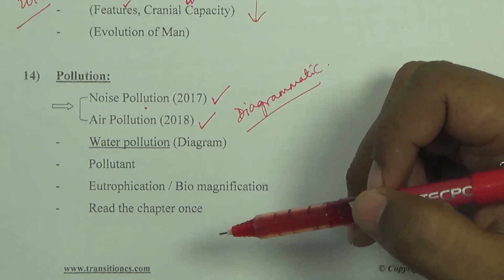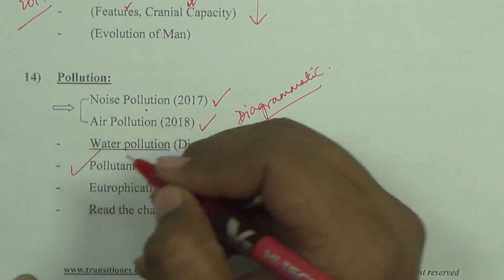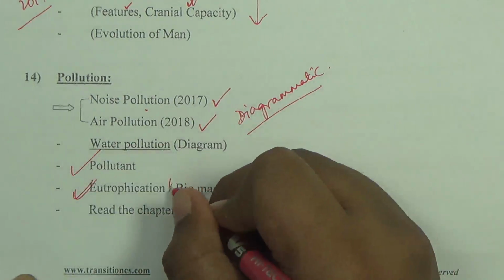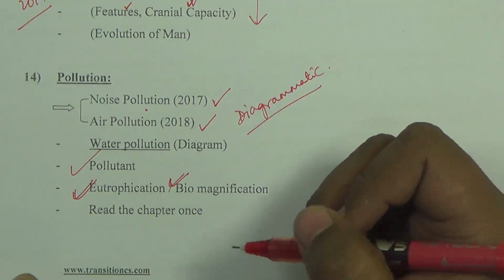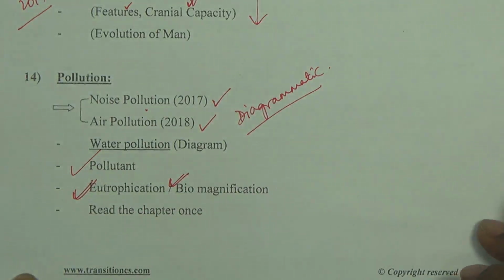What do you mean by pollutants? Again, very important. What do you mean by eutrophication, biomagnification? These are small words whose definition they might ask you. And of course, you have to read the chapter once. Just read the chapter, not very difficult.